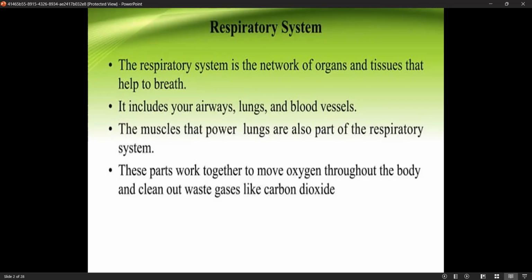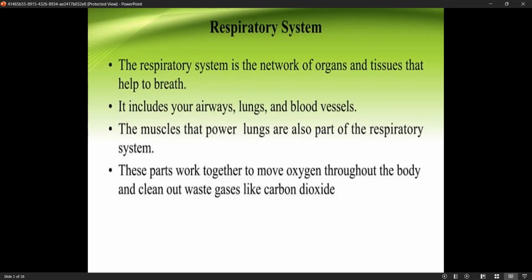While we are breathing in, there are some muscles: the diaphragm, the external intercostals, internal intercostals, scalene and sternocleidomastoid. Every muscle is working, right? So those play a very important role in the respiratory system. Then these parts work together to move oxygen throughout the body and clean out waste gases like carbon dioxide. So obviously the blood vessels play a very important role to move the oxygen throughout the body and clean out gases like carbon dioxide.